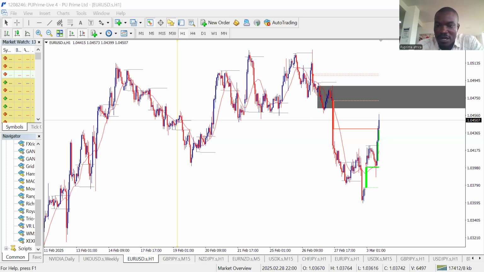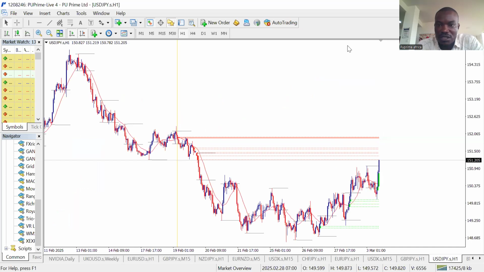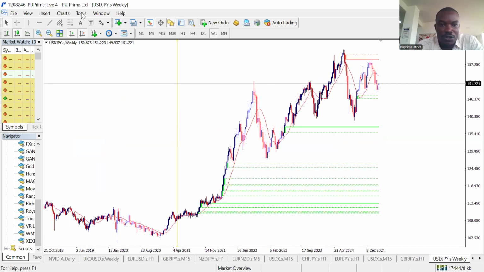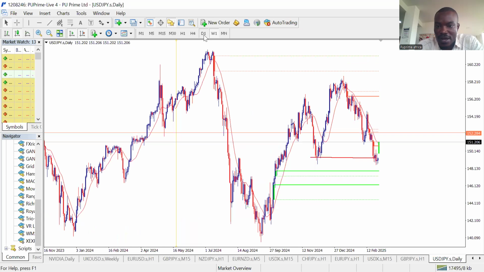So JPY pairs actually, I would have loved to give us a signal on JPY pairs, but we were late. So I saw the entry late, and all JPY pairs are moving further. Why? Because look at weekly time frame. Market took out this low, right? And we are still having this high as a resistance, 152.284 as a resistance, right?